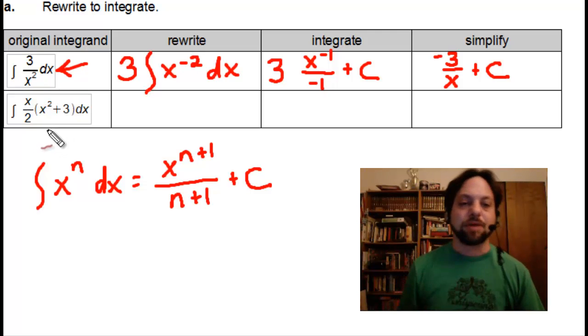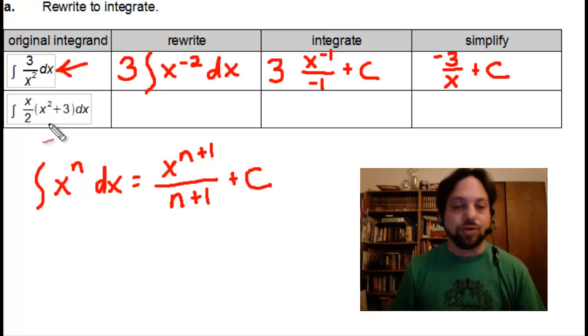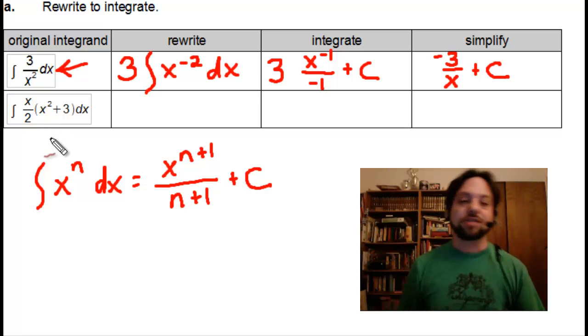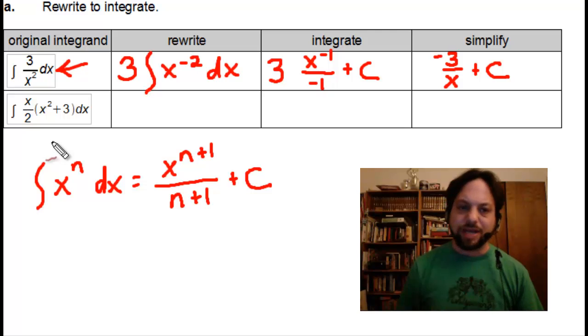Well, this second problem here is a little bit trickier, but go ahead and try it on your own before we move on. Pause the video and give it a shot. And when you're ready, come on back.